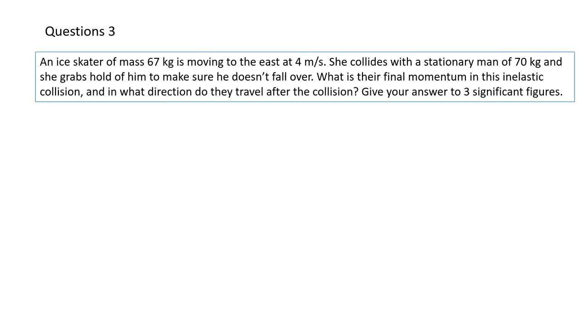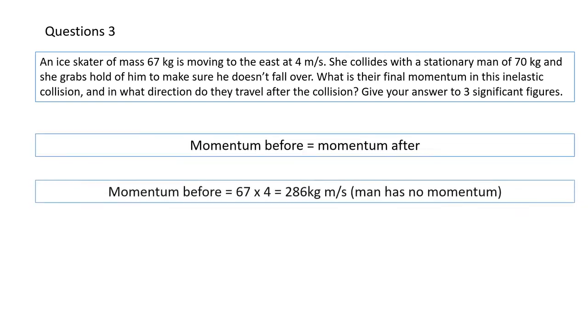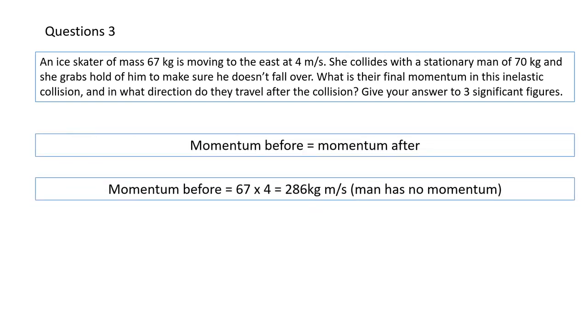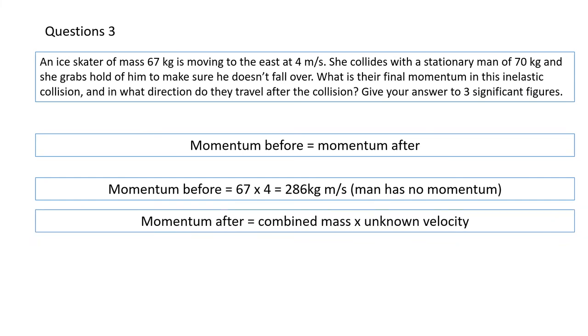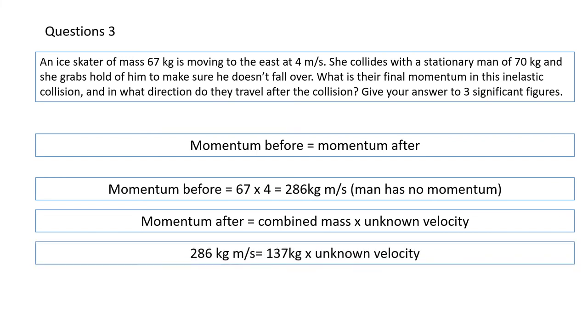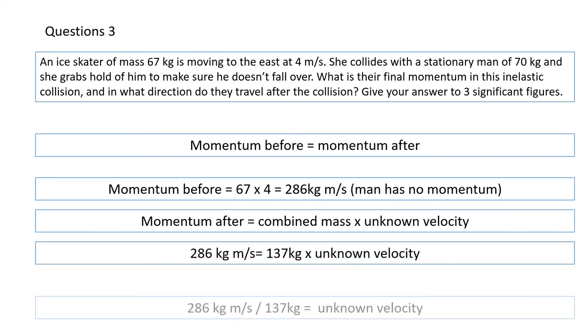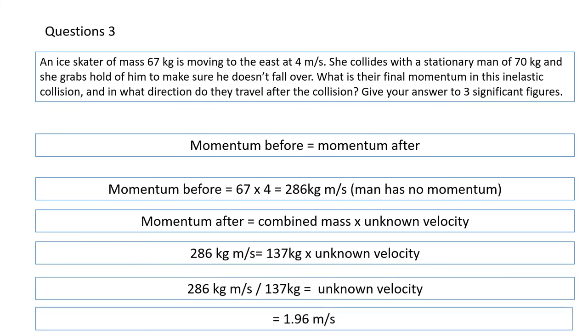So the man's stationary, so he doesn't have any velocity. She has a mass of 67 kilograms and she's moving east. So 67 times 4 is equal to 268 kilograms meters per second. The man has no momentum. The momentum after is equal to the combined mass times unknown velocity. Therefore, it's equal to 1.96 meters per second.